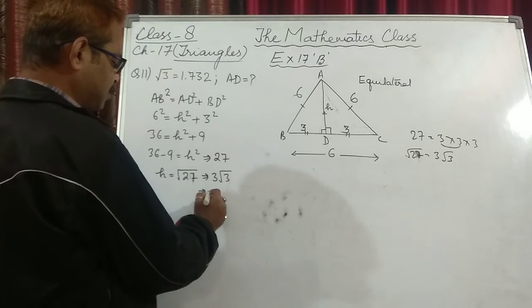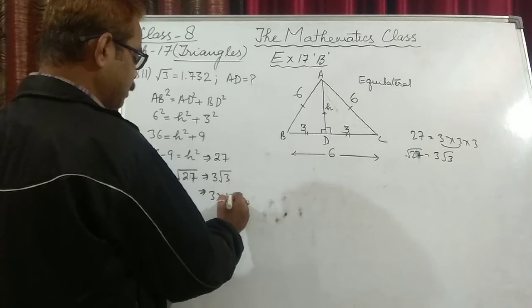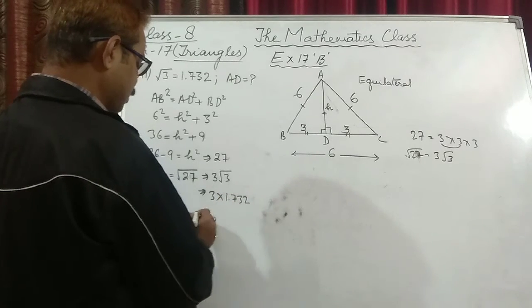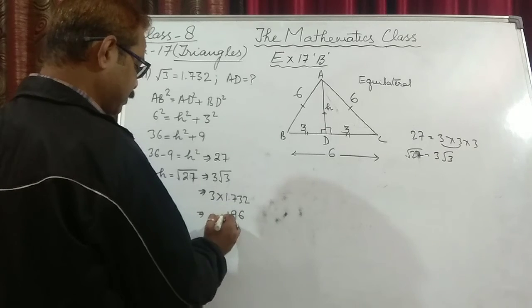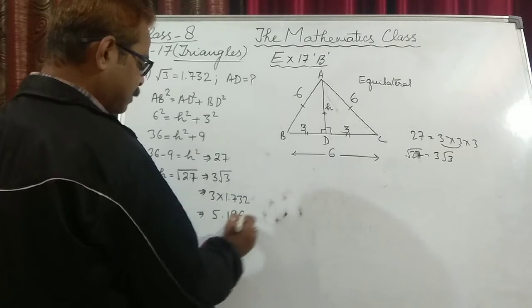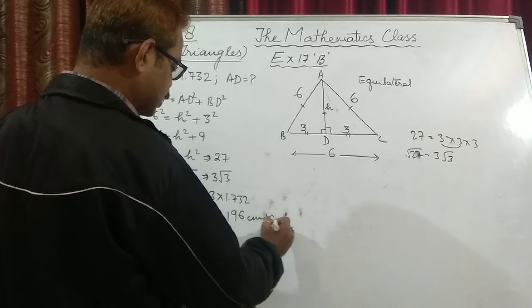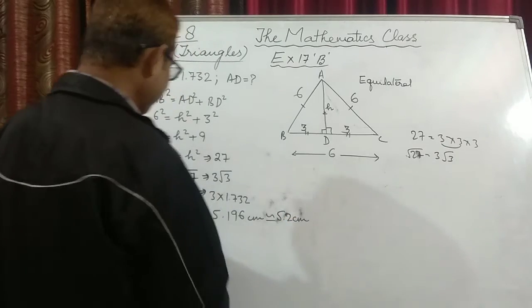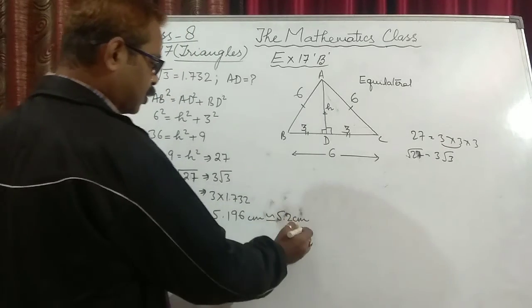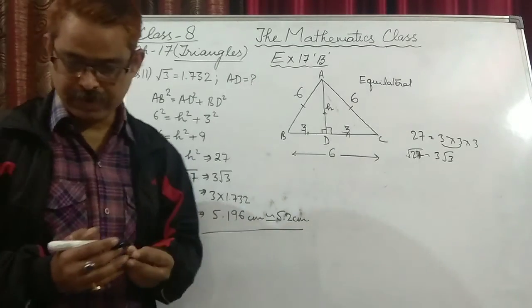Now we will write 3 into root 3, and root 3's value is 1.732. That becomes 3 twos are 6, 3 threes are 9, 3 sevens are 21, and so on, giving 5.196 centimeter, or approximately 5.2 centimeter, which is the length of the altitude of this triangle. That is what we were supposed to find out.